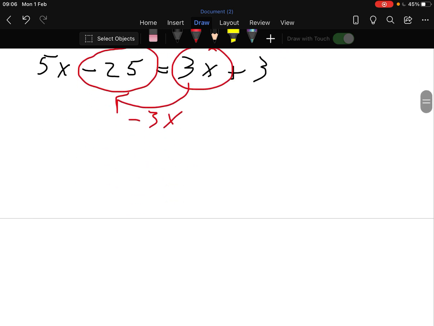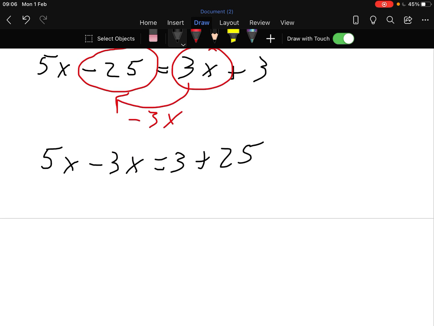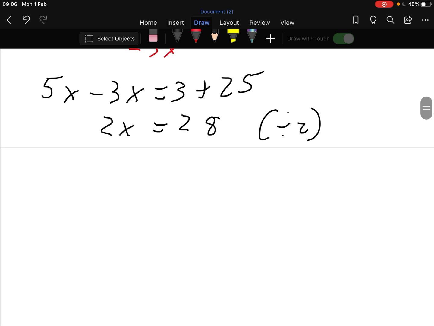So let's rewrite out our sentence now. 5x minus 3x equals 3 plus 25. So 5 minus 3 will be 2. 25 plus 3, 28. So then what we have to do is divide across by the 2. So divide both sides by 2. So we're going to have 2x over 2 equals 28 over 2.